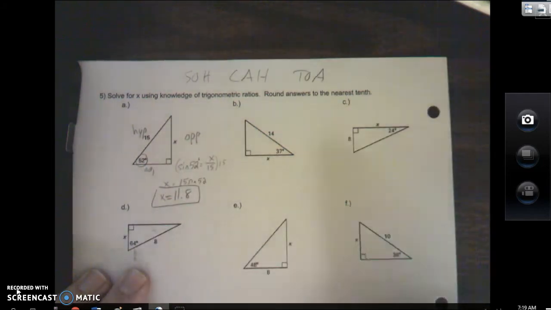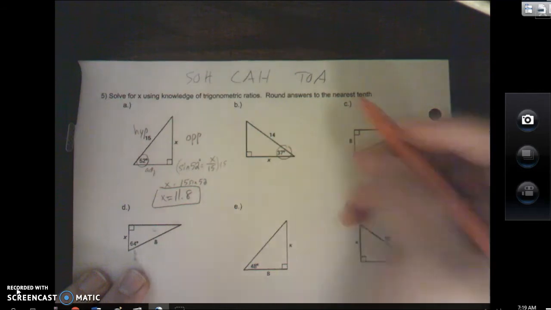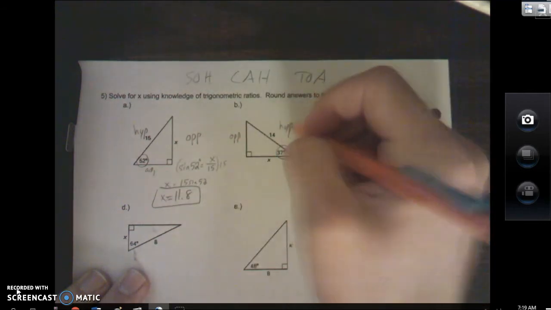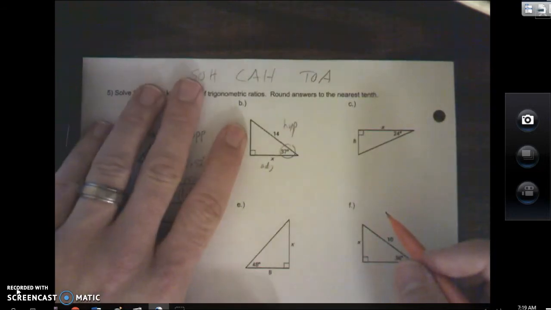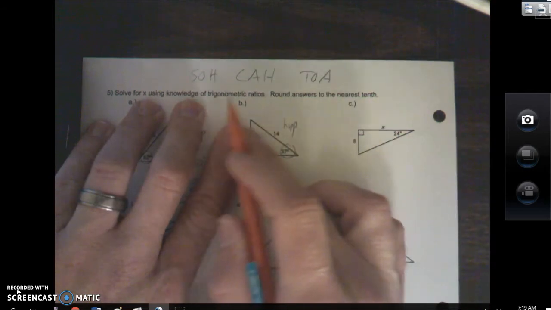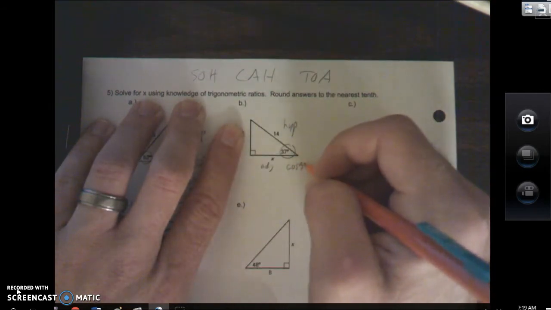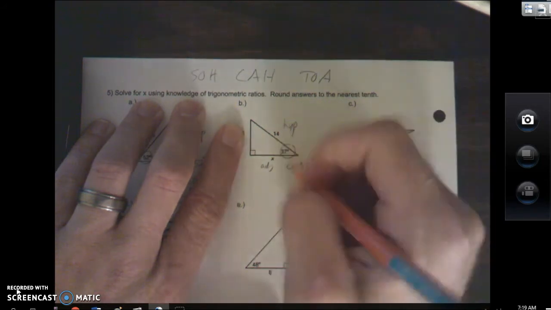All's well. So let's just kind of finish the rest of these up. Here's my reference angle. Here's opposite. Here's hypotenuse. Here's adjacent. So in this problem, I'm going to use A and H. Which one uses A and H up here? Cah. Cosine 37 equals A over H. Multiply both sides by 14.